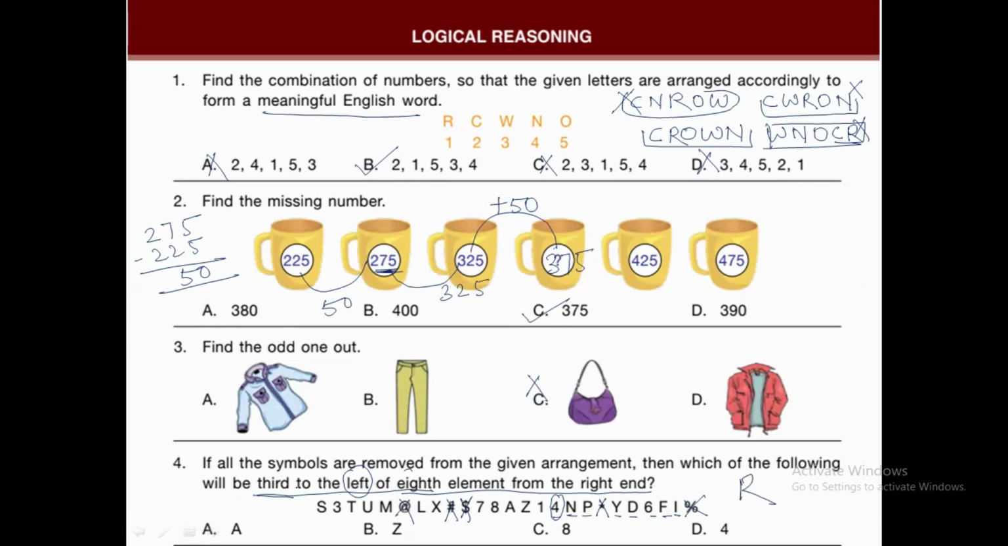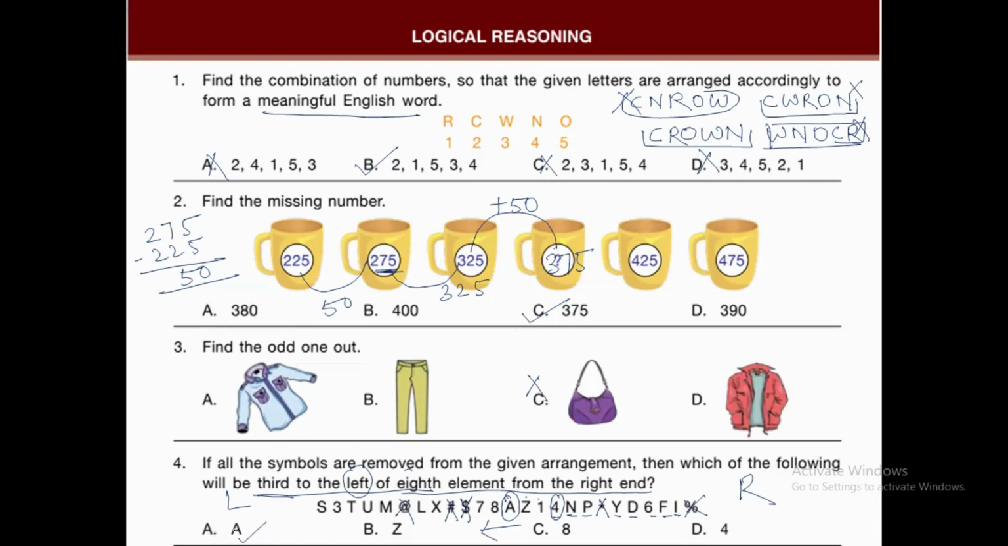As we all know, this is the right side and this is the left side. The question is asking us to move towards the left side, so we move this side, correct? This is the eighth element, which is number 4. Now we need to count the third element from number 4. So it will be 1, 2, 3. So A is the third to the left of the eighth element from the right hand. That's how we get our correct answer, which is letter A.